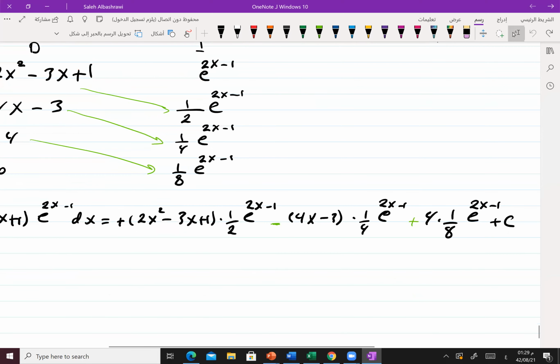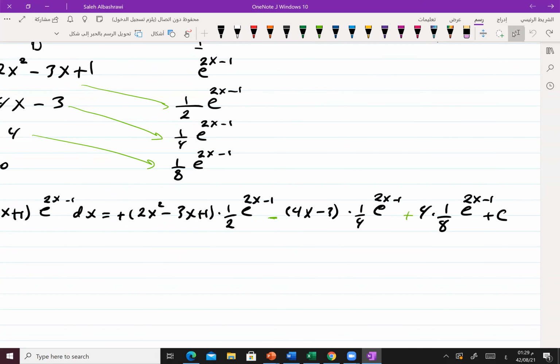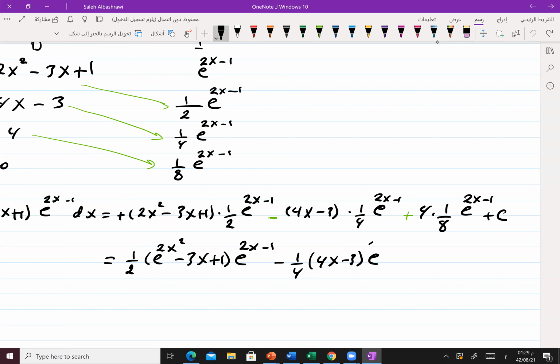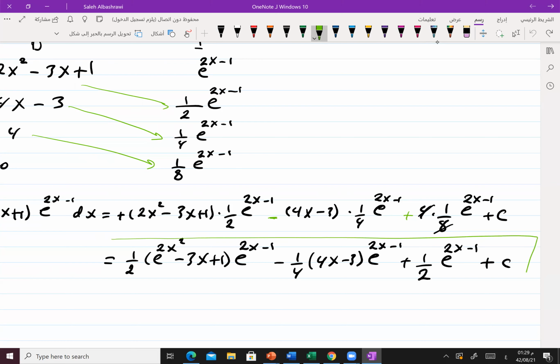So just to make it more organized now, I'm going to write it again. I will have 1 over 2 e to power 2x minus 1 times 2x squared minus 3x plus 1. Second one will be minus 1 over 4 multiplied by 4x minus 3 e to power 2x minus 1. Third one, cancel 4 with 8. I will have 1 over 2 e to power 2x minus 1 plus the constant c. So this is the application for the tabular method.